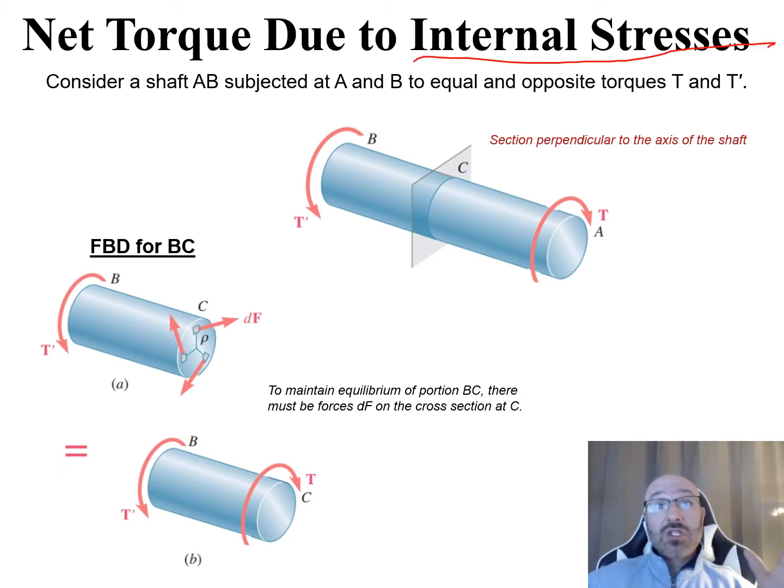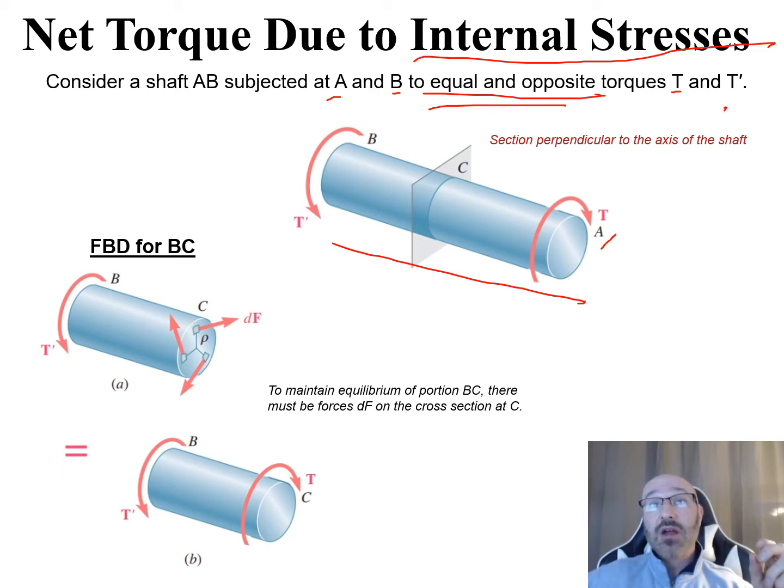So we're considering the shaft AB for this entire shaft here. It's going to be subjected at A and B to equal and opposite torques of T and T prime. So at A, we have this T right there. Here's our equal and opposite T prime over here at B like that.